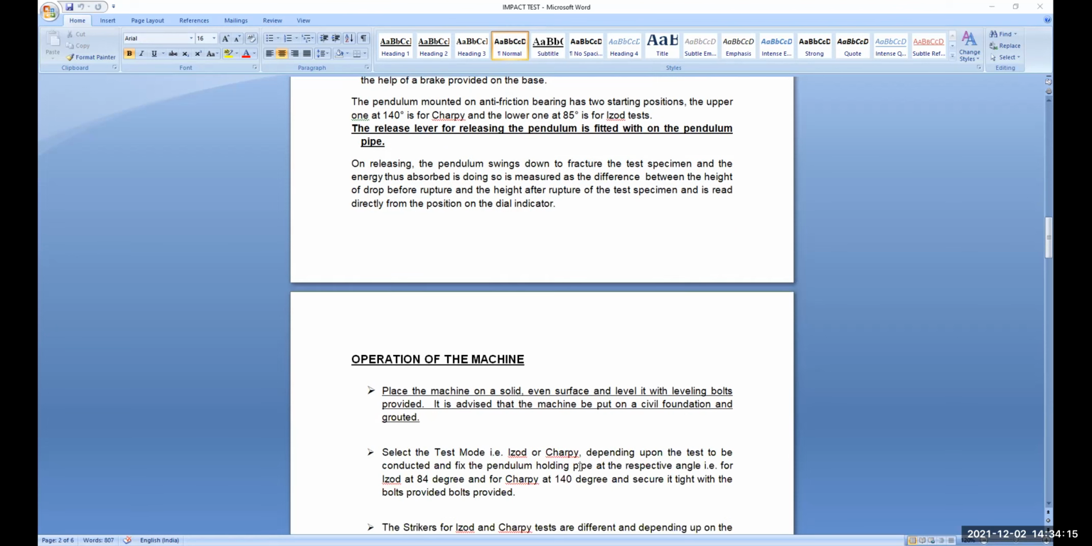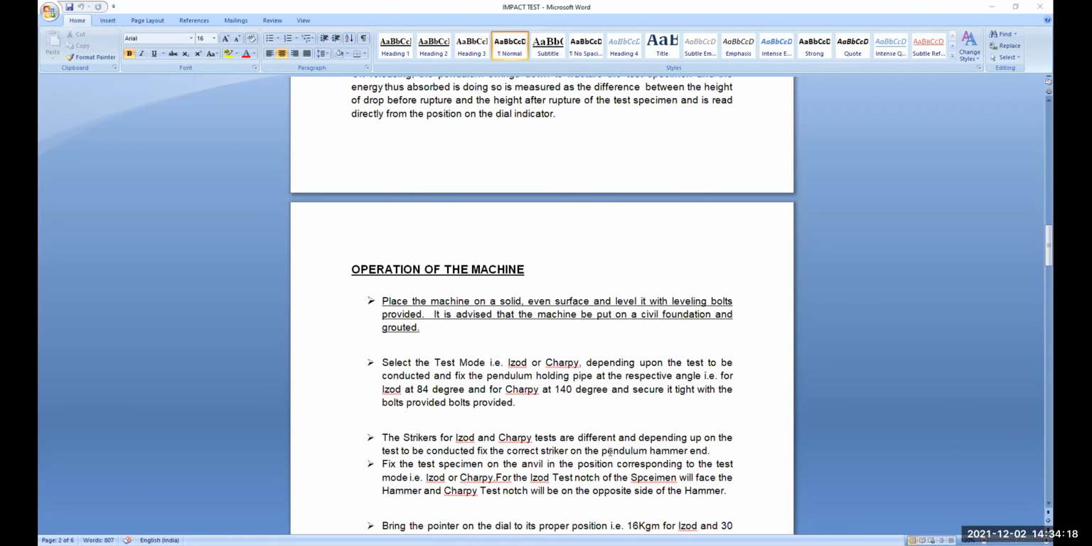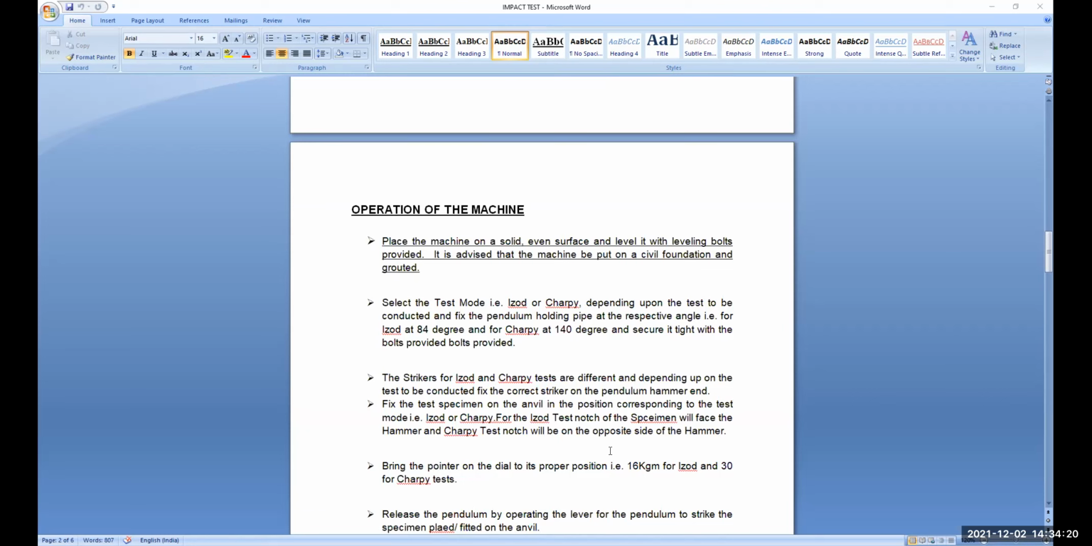Now, let us go through the operation of the machine. We are supposed to mount the machine over a specific foundation, and we have to level it everywhere. Next, we have to decide whether we will do the Izod or the Charpy test, depending on the test to be conducted, and fix the pendulum holding pipe at the respective angle.